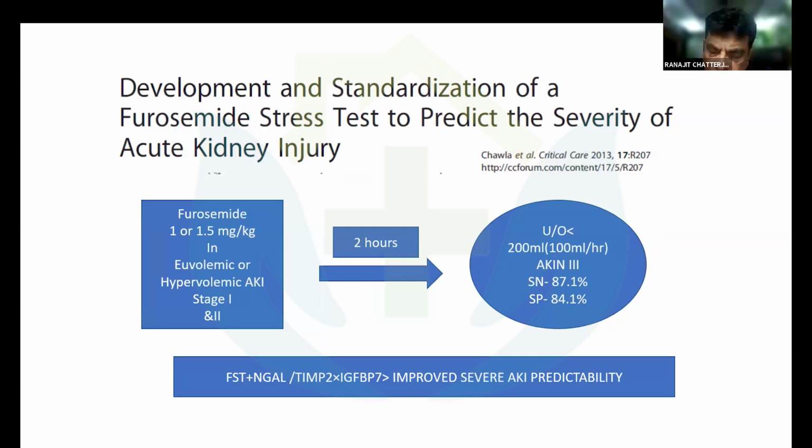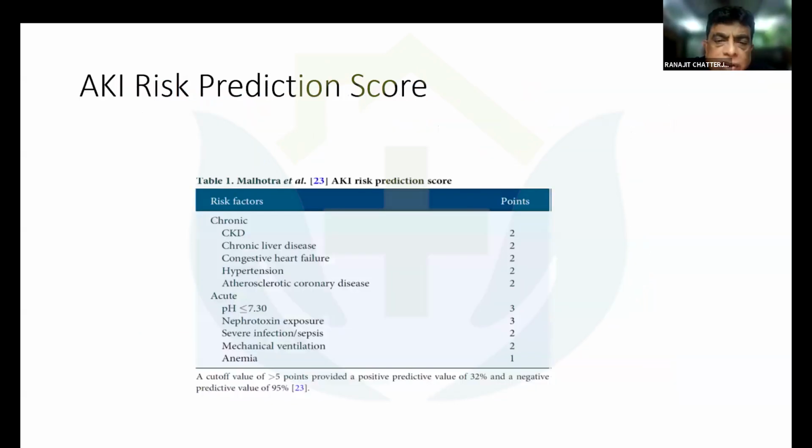One very important point here. It should be used only in hypervolemic AKI, stage 1 and 2, not in hypovolemic AKI. So first of all, your fluid resuscitation should be enough so that you can give furosemide. The patient should be hemodynamically stable to use this. So these are the two very important limitations of this test. This is Malhotra's classification.